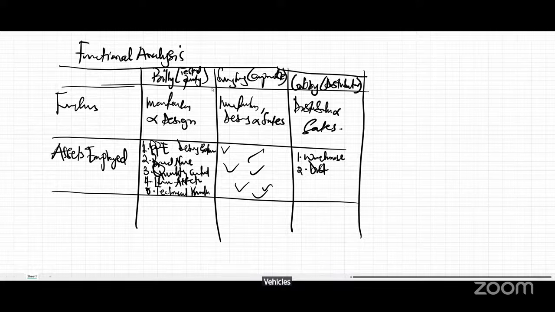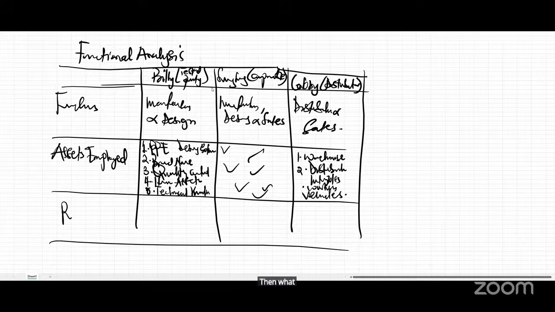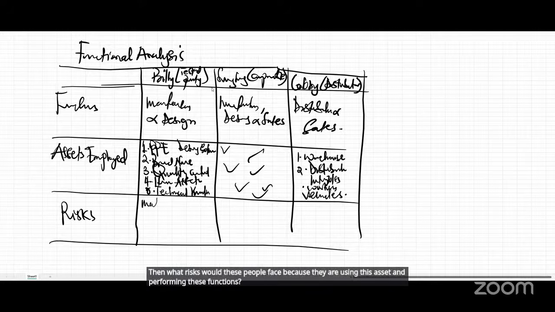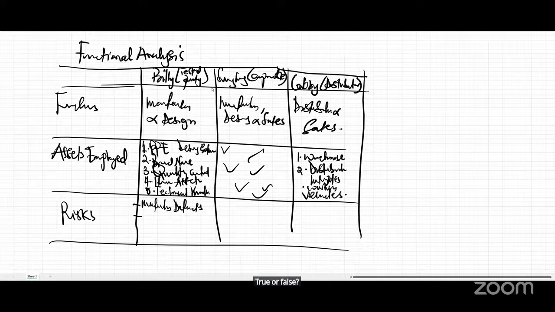Vehicles, distribution, intangibles, right? You need human workers. You also need vehicles for the distribution. True or false? Then what risks will these people face because they are using this asset and performing these functions? Manufacturing. We'll definitely have manufacturing defects. True or false? True, sir. So incorrect algorithm, because the phone uses algorithms, right? So incorrect algorithms.